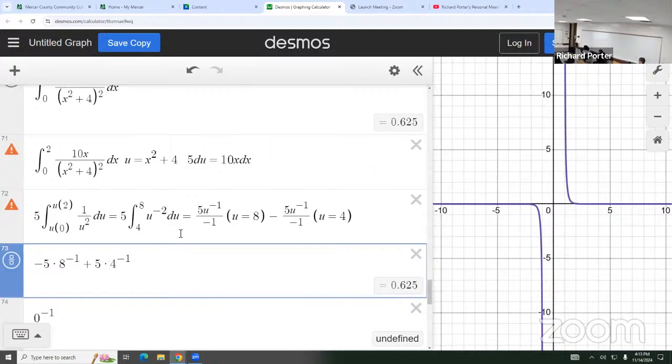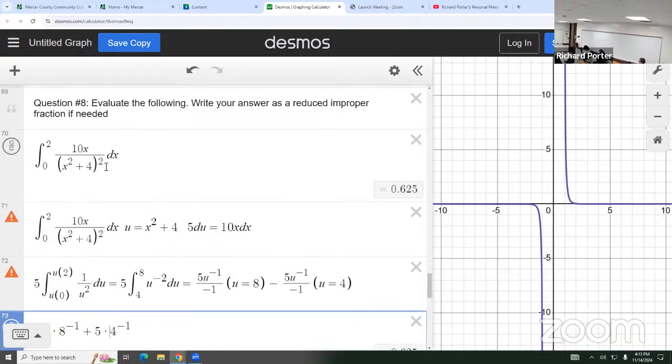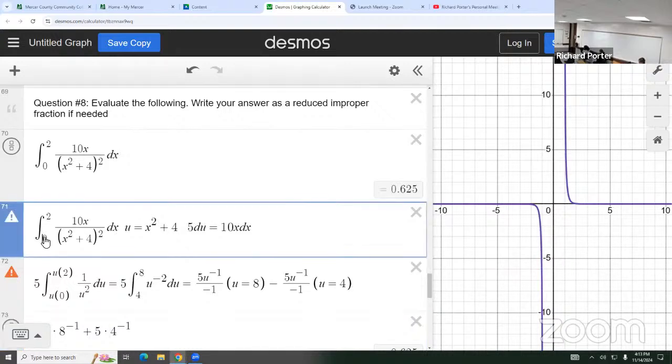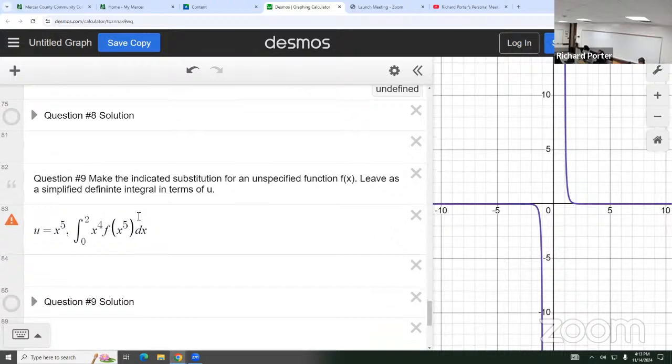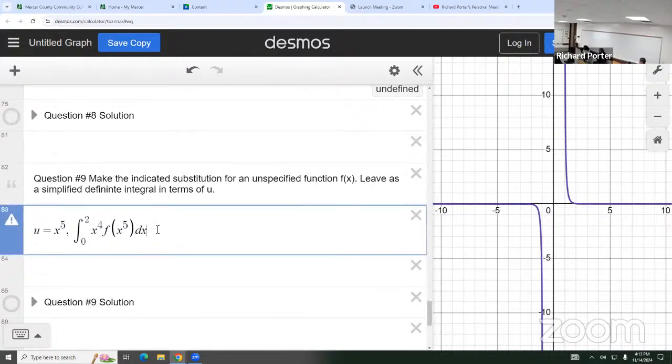Okay. Please note, as I said, with these problems, you don't have to do the whole substitution thing because Desmos will just do it for you. But if you have to do the substitution, you can't leave the 0 and the 2. You have to change it. You have to plug those numbers into the u. And there is a problem where you have to do that, like this one right here. For this problem, they don't tell you what the function is. So you can't just put it in Desmos.